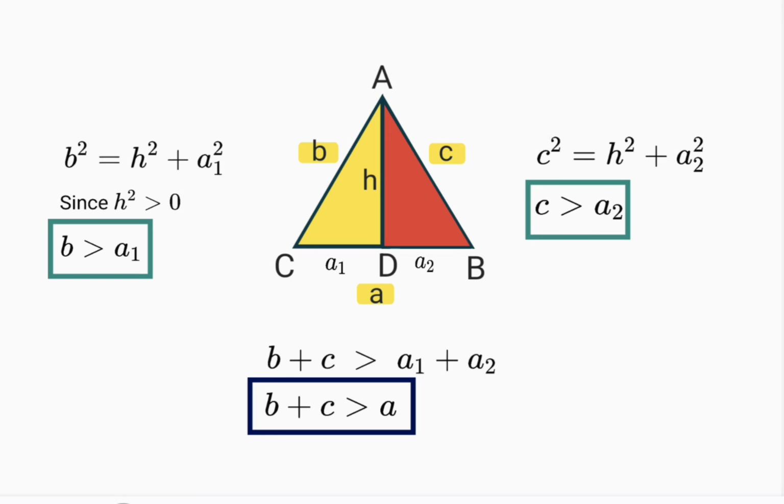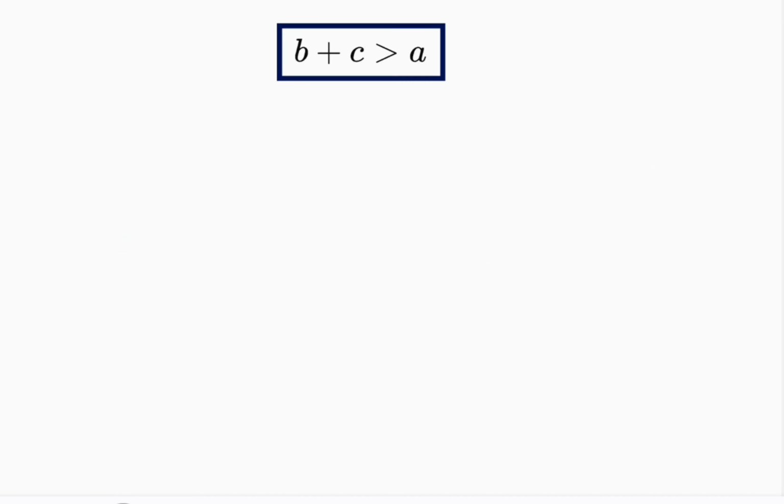But what we are looking for is the difference. When we subtract a number from both sides of an inequality, the symbol does not change. So let's subtract c from both sides. b plus c minus c will be greater than a minus c. That means b is greater than a minus c.